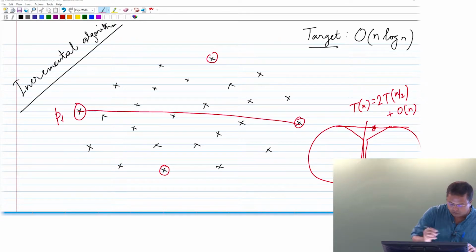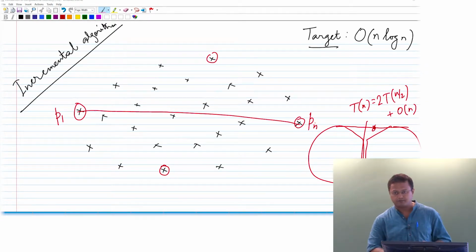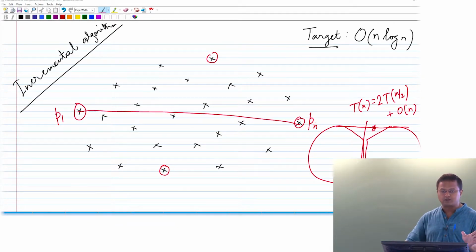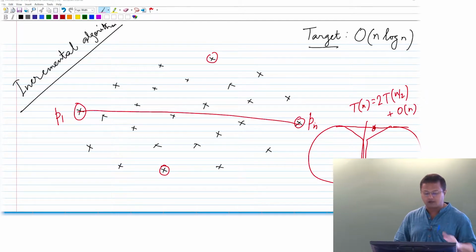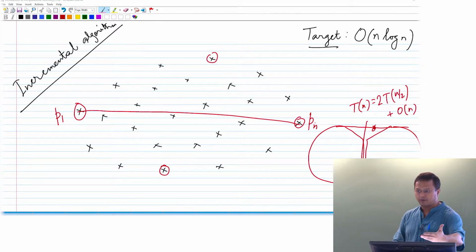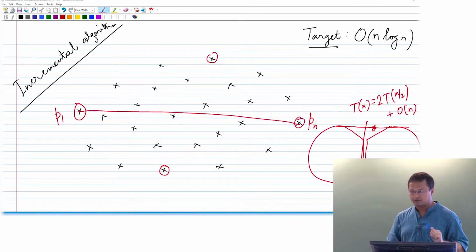So, this I call to be my P 1. I am just relabeling the points according to the sorted order. Now, what I will do is I will try to convince you about the computation of the convex hull for this upper half, and by symmetry it will follow for the lower half.